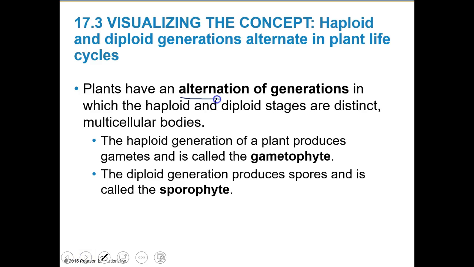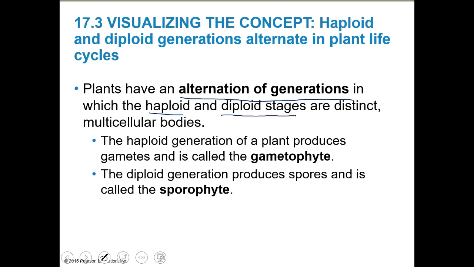So plants have an alternation of generations, which means that each generation they're going to switch between haploid and diploid stages. So it's essentially like there are two types of plants within each species. So there's a haploid generation.